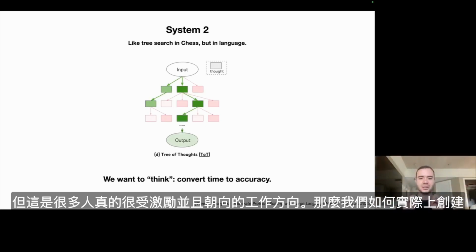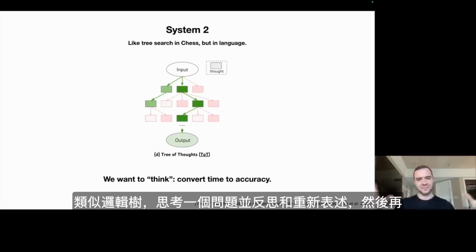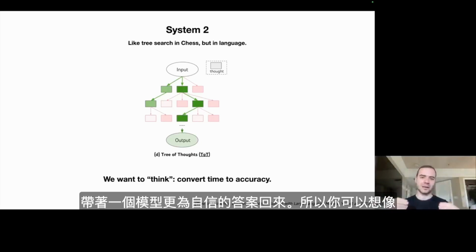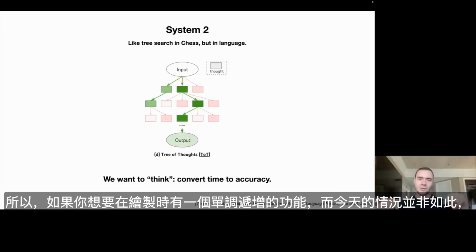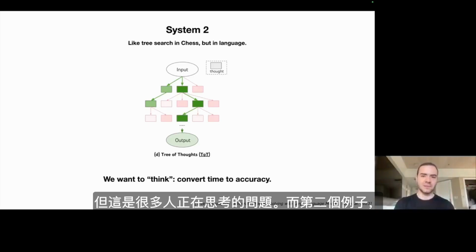So how can we actually create a tree of thoughts and think through a problem and reflect and rephrase and then come back with an answer that the model is a lot more confident about. You imagine laying out time as an x-axis and the y-axis would be an accuracy of some kind of response. You want to have a monotonically increasing function when you plot that. And today that is not the case, but it's something that a lot of people are thinking about.